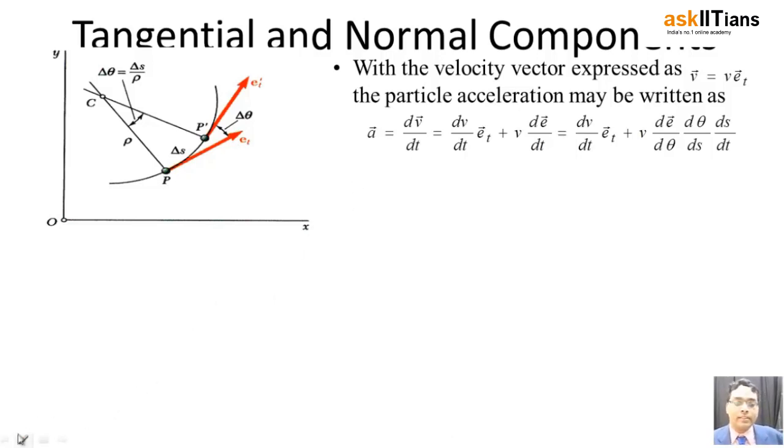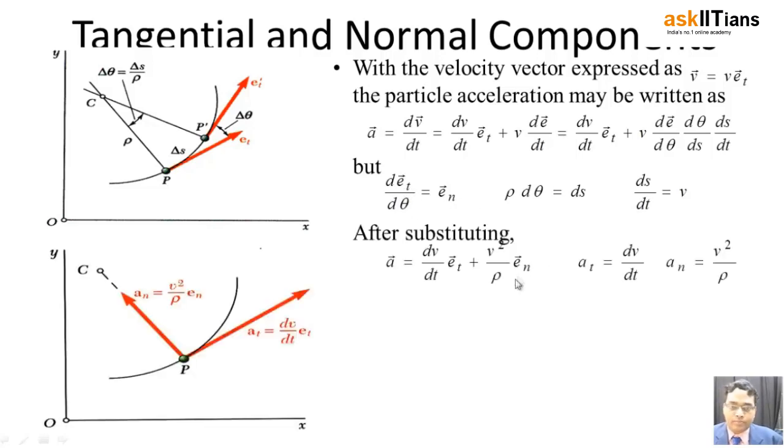Okay, so when you express the velocity vector like this, the particle acceleration may be given by dv by dt, which is equal to dv by dt into et, where et tells you about the direction. So these are nothing but the variation of the vectors d et by d theta, so that gives us this, and so on. If you substitute all these values here, that is going to give us the value of the normal acceleration.